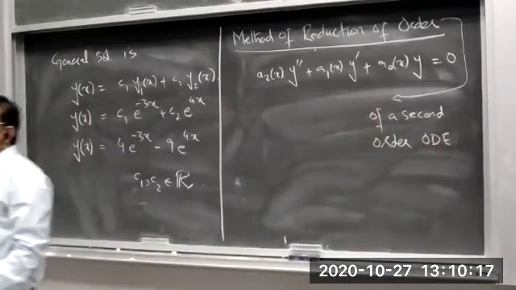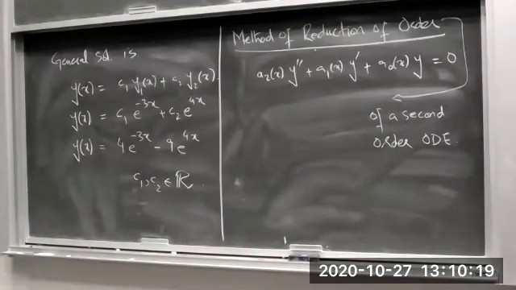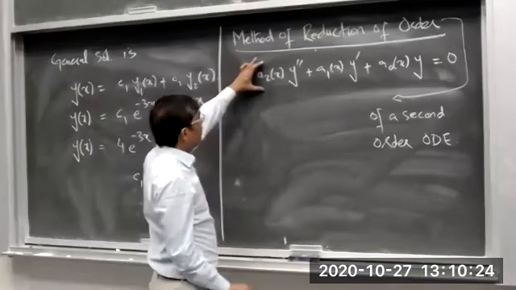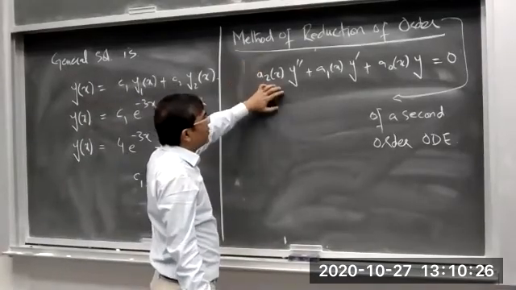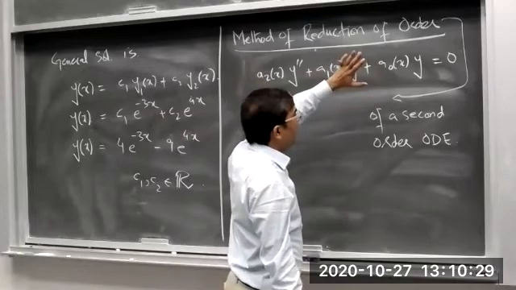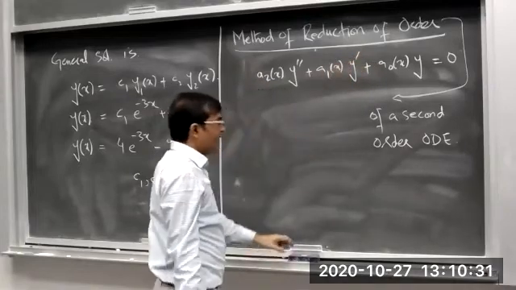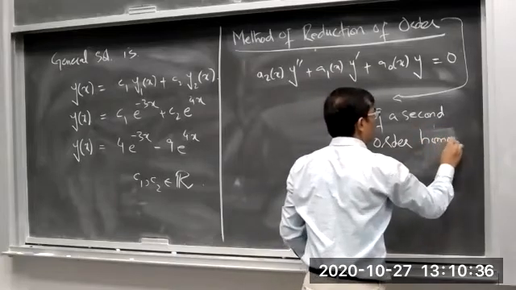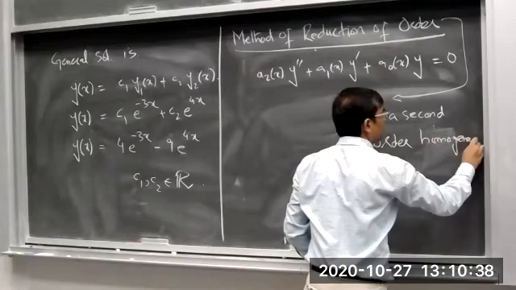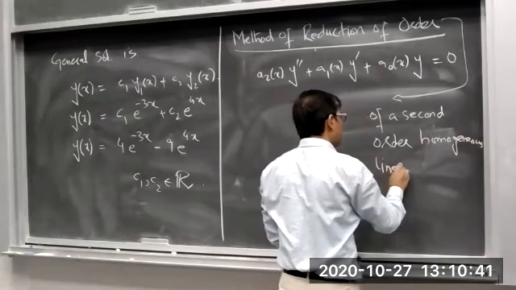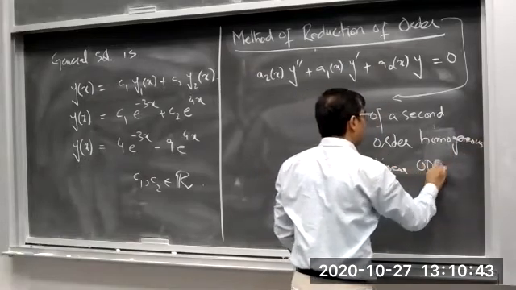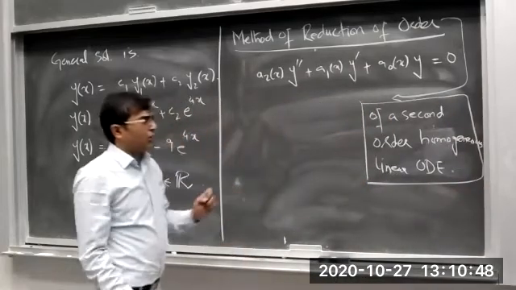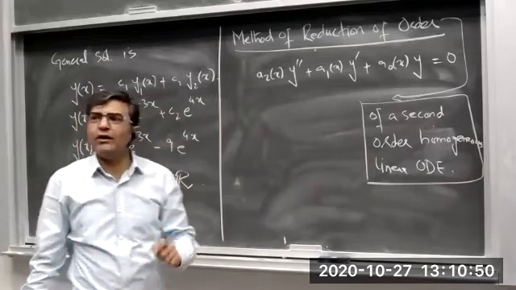Now, why this method is important and what is this method? This is our given differential equation, which is a general second order homogeneous linear ODE. ठीक है. अब यहाँ पे second order homogeneous भी लिख दें. Homogeneous linear ODE. This method is valid only for second order homogeneous linear ODE.